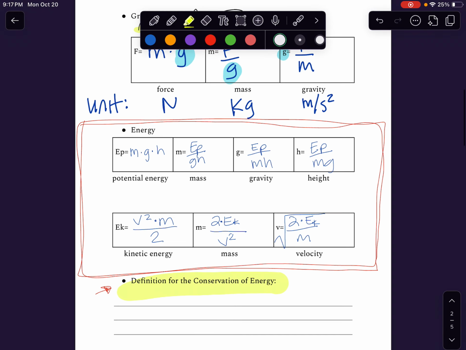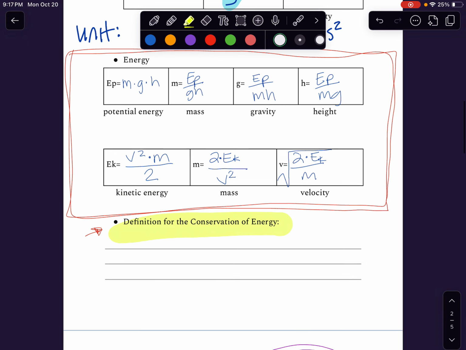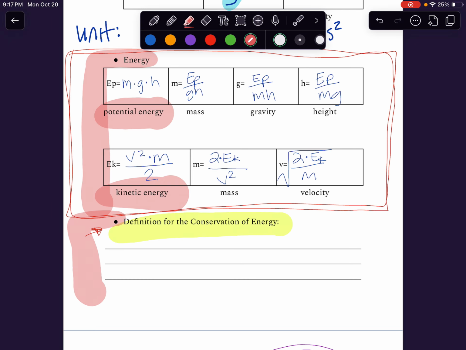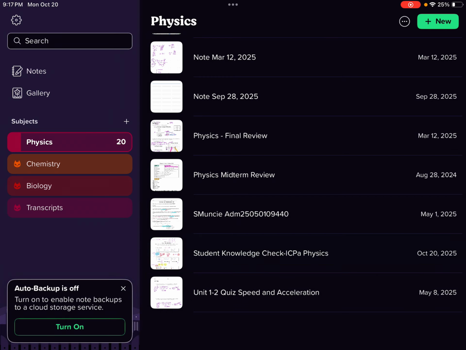This whole page, not this whole page, half the page, energy. So you should now have potential energy, kinetic energy, and the definition for the conservation of energy. And this worksheet you get to use on your midterm. Okay. All right, so that is it.